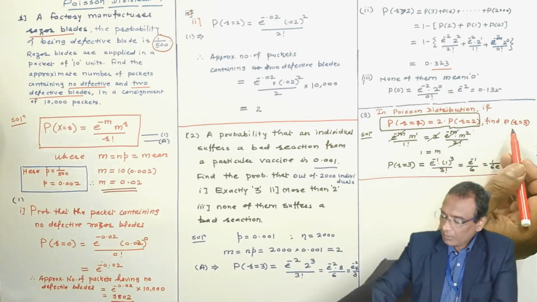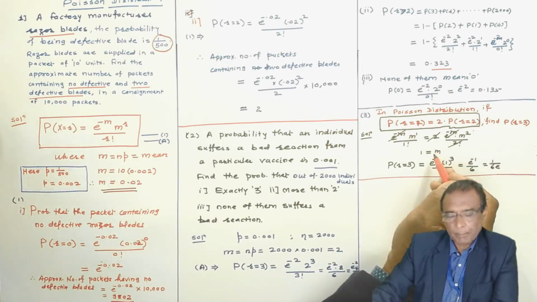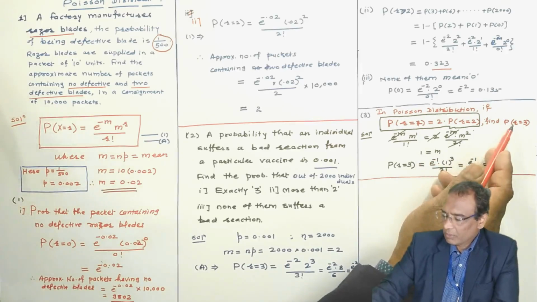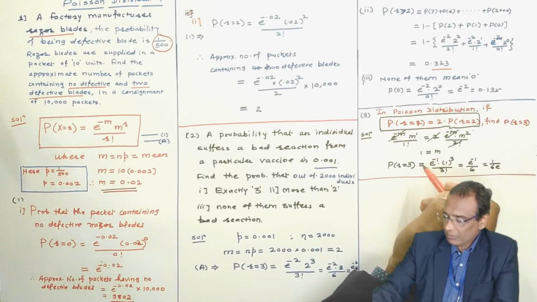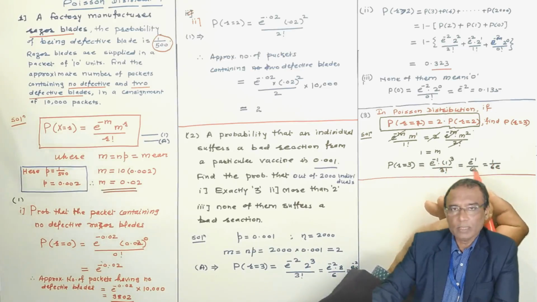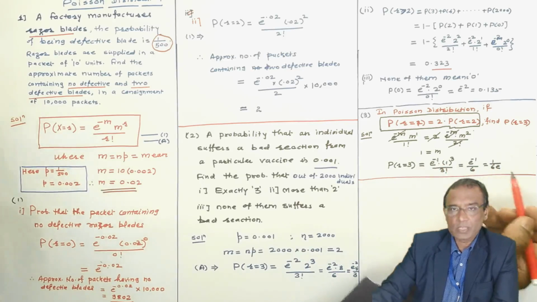Then P of R equal to 3. Once you get the value of m, on simplification m is equal to 1, and probability for R equal to 3 I have to find. So here R is equal to 3, m is equal to 1, and it is 1 by 6 into e. E to the power minus 1 by 6 means 1 by 6 into e.